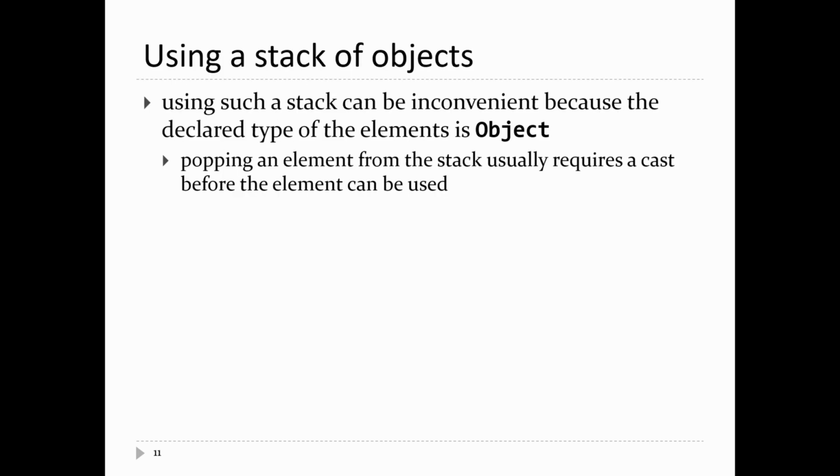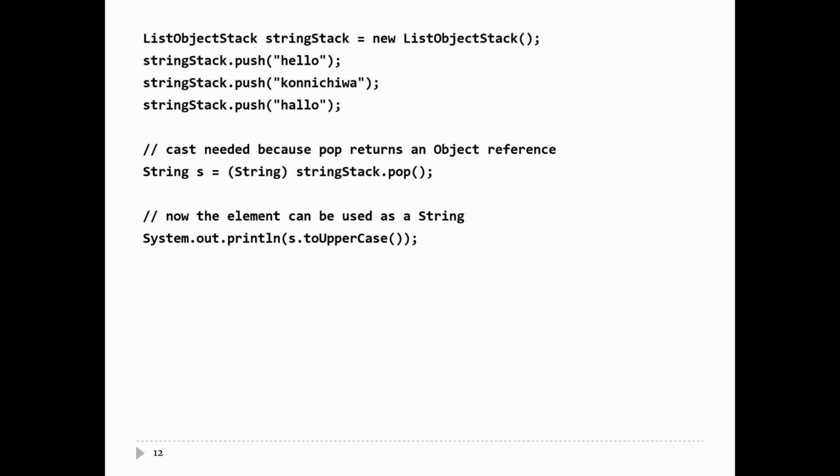The problem is that you've got a stack of objects. So when you pop something off the stack, you get back a reference to an object. If you want to use it as its actual type, now you need a cast. So for example, here I've got my stack of strings, well, a stack that's supposed to be only strings. But internally, it's represented as a stack of objects.